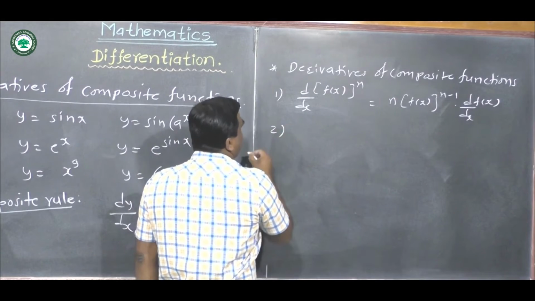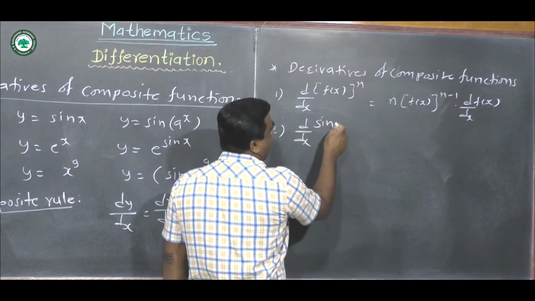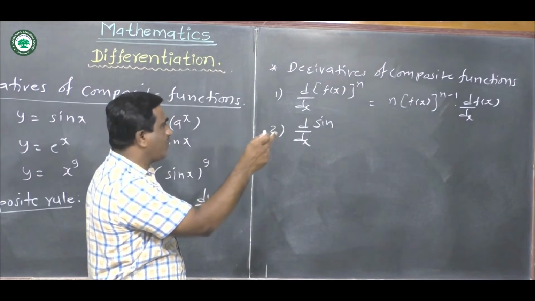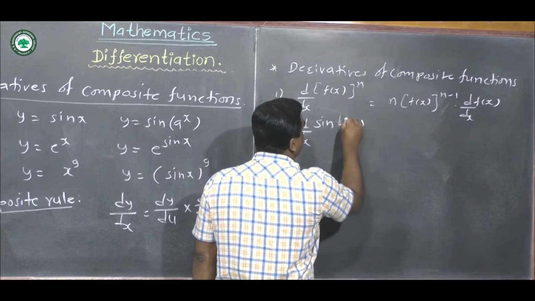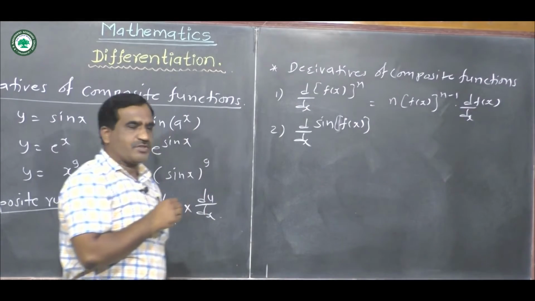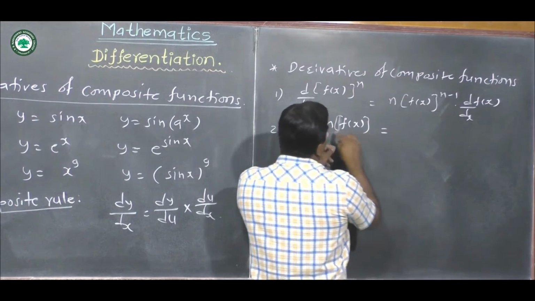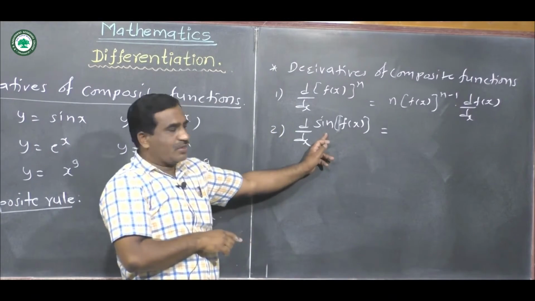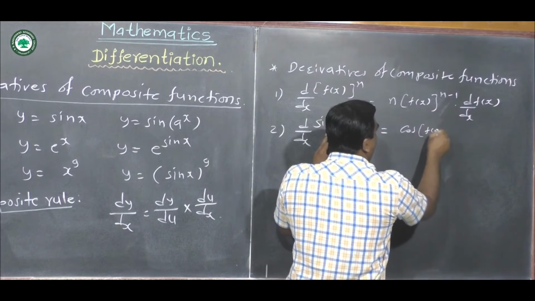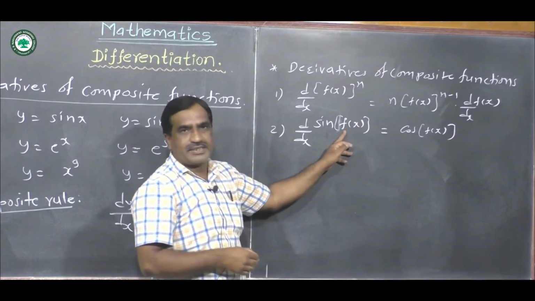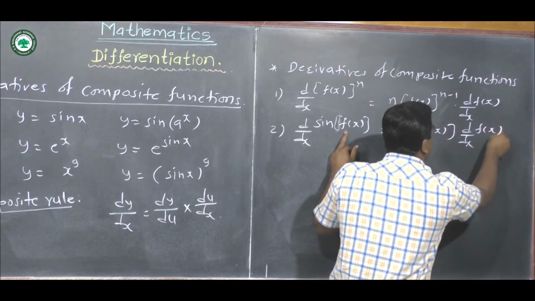Again, the second function, a trigonometric function, dy dx of sin x, is a simple function. Instead of x we write f of x. This is a composite function. We have to find the derivative of this composite function. Dy dx of sin of f of x: the derivative of sin x is cos x, so we write cos of f of x into the derivative of f of x, that is f dash of x or dy dx of f of x.